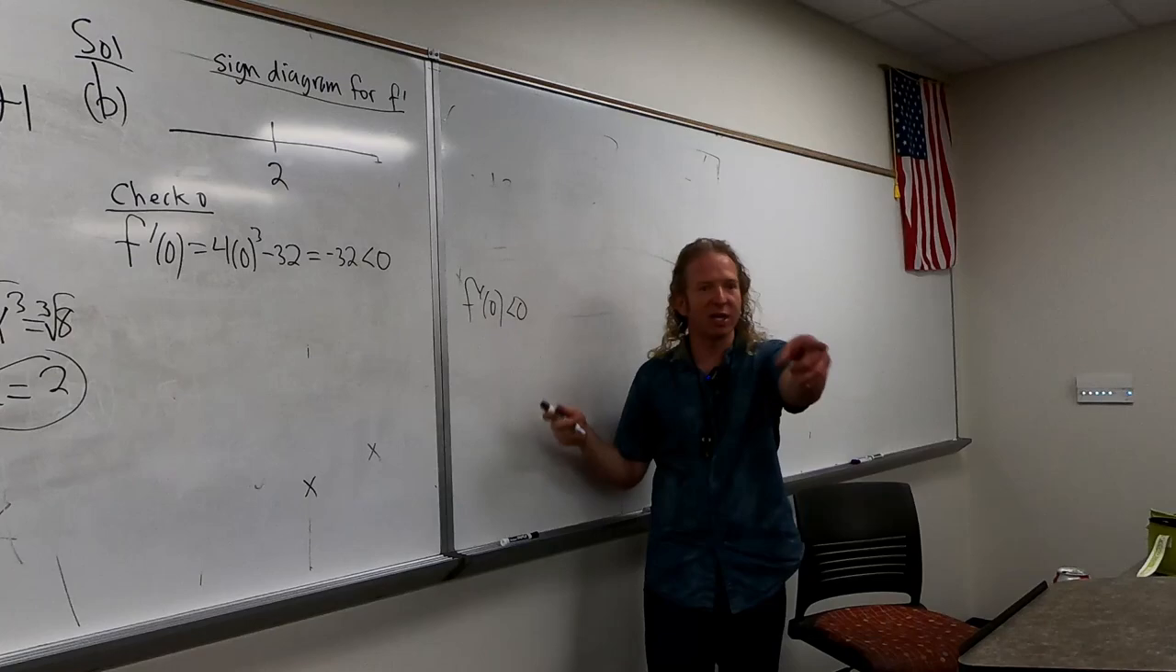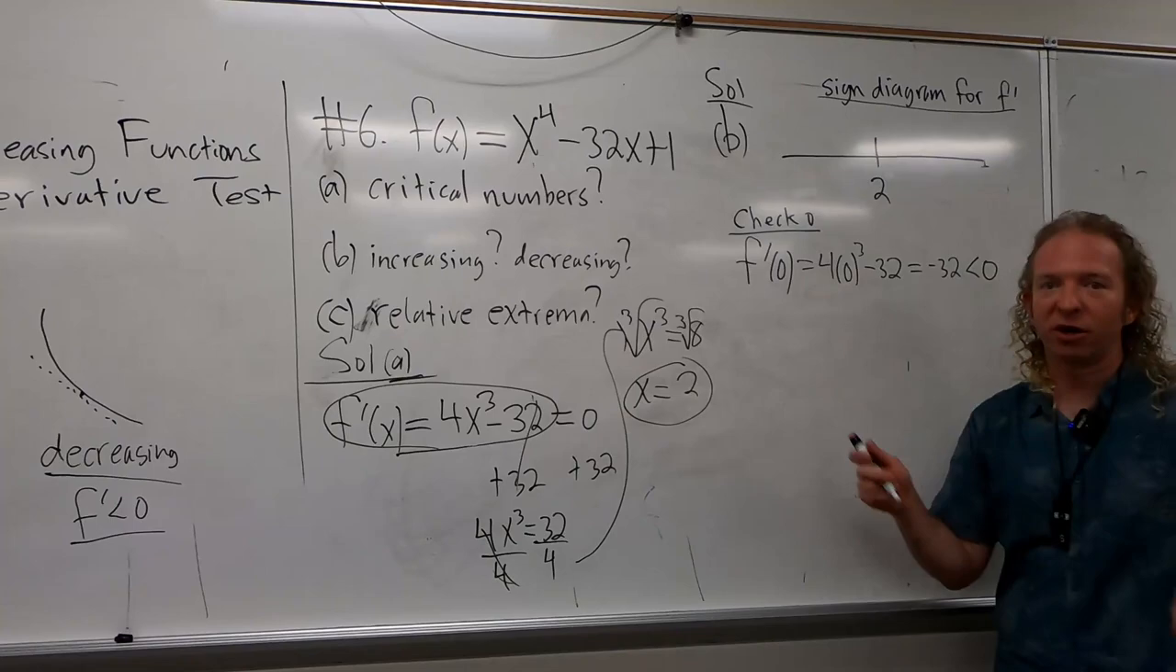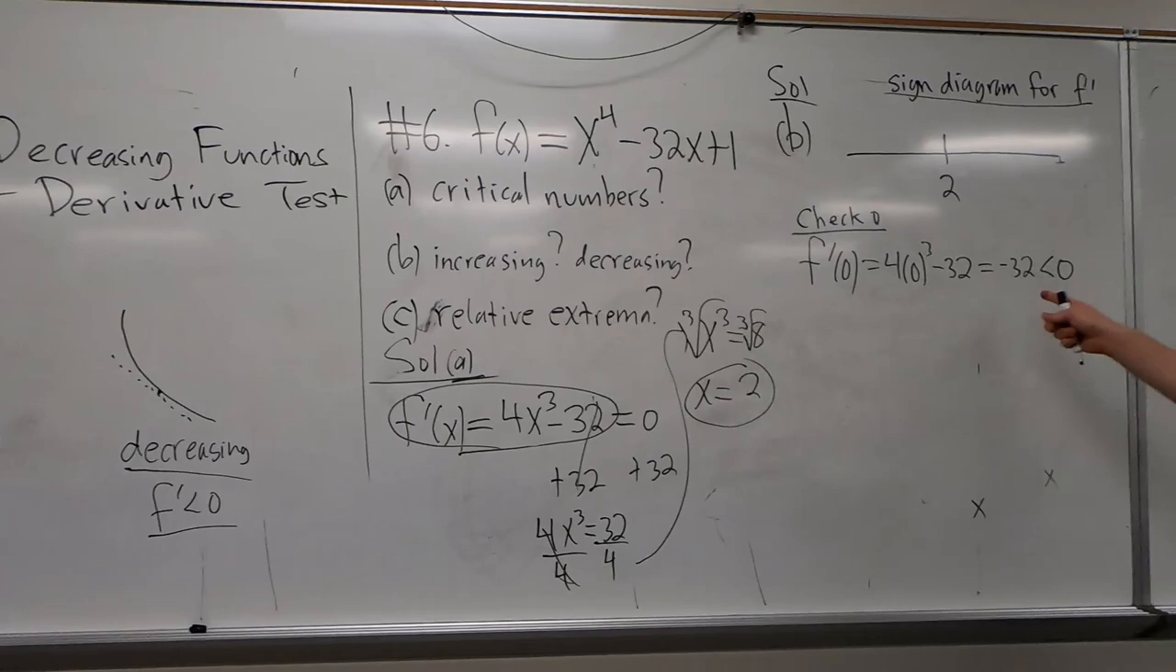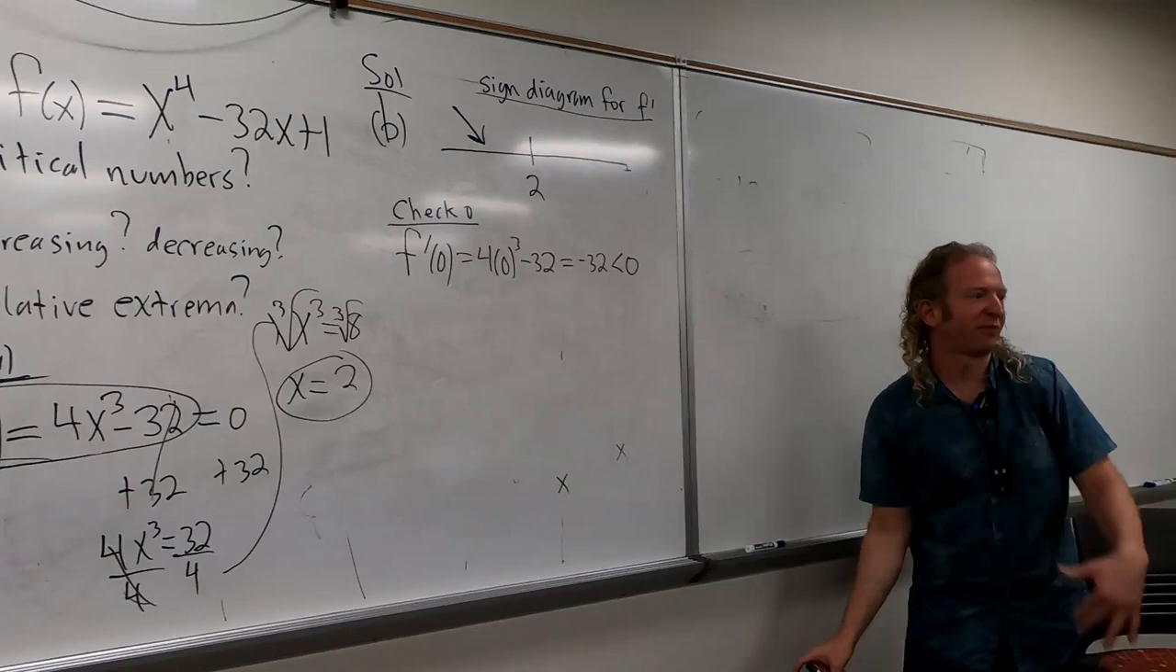Yes, Josh. I'm plugging it into the derivative. Oh, good. See the prime? Yep. Good. Because it's a sign diagram for the derivative. Good question. Yeah, super key. So it goes into the derivative. So in this case, would it be decreasing or would it be increasing? Decreasing. So what I do is I draw a little arrow like that, because it's decreasing.